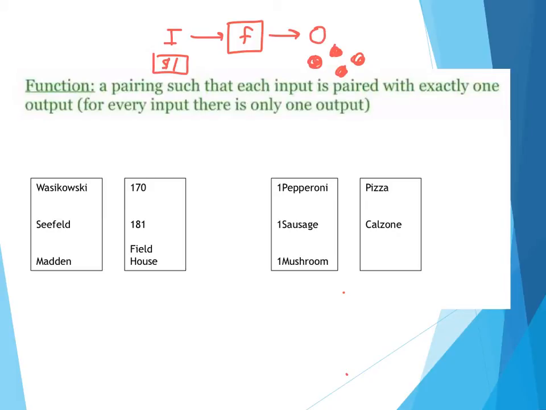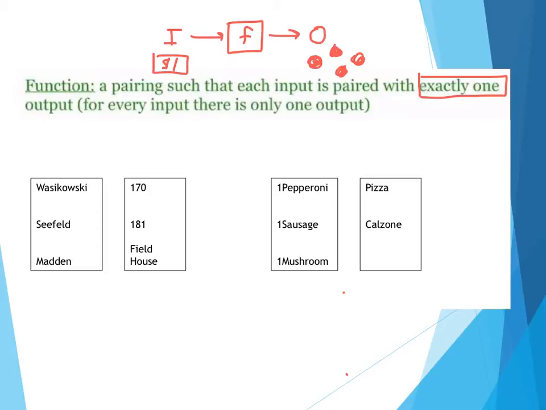Now, the main rule that we're going to follow for a function, here's what I want you to pay attention to. Hopefully I remembered to tell you to pause and write down this definition. In order for something to function properly, in order for a relationship to be a function, every input has to be paired with exactly one output, meaning every input has only one output. There can be no input that has more than one output.